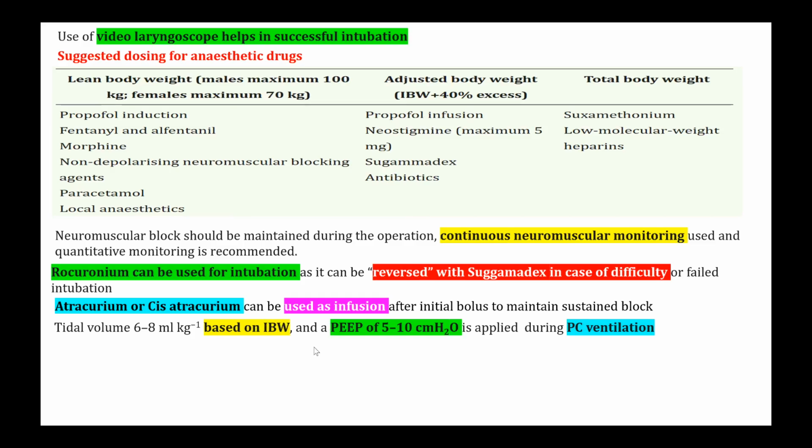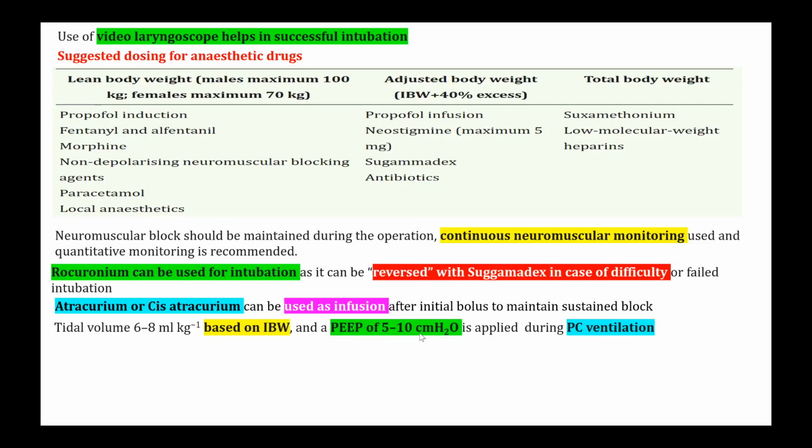Yes, sir. How to calculate ideal body weight? Sir, simplified, it is height minus 100 for men. For women, height minus 105. Height in centimeters minus 100. Okay, blindly don't just say height. Height in centimeters minus 100 for men, 105 for women, in kilograms.